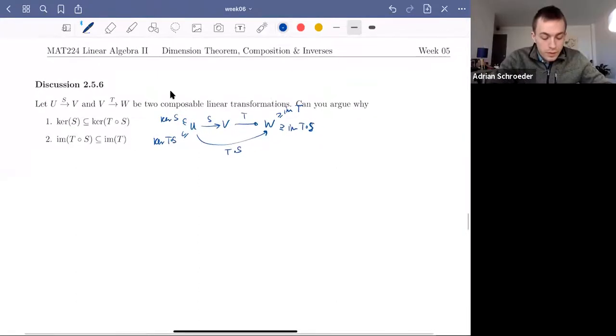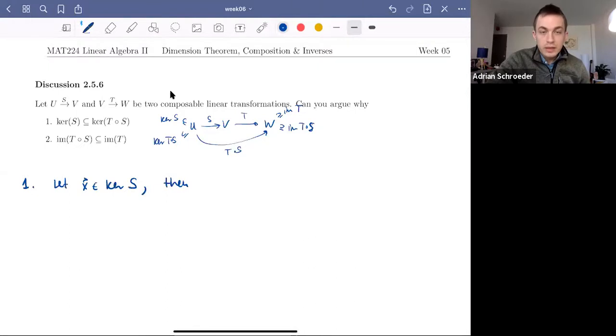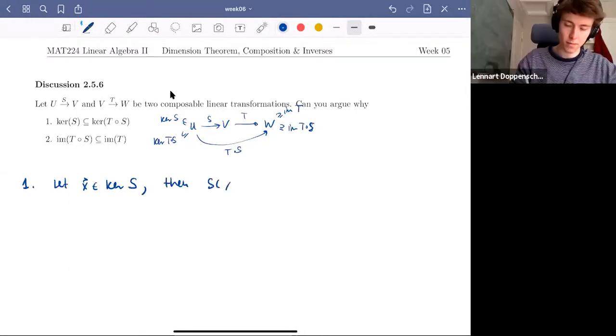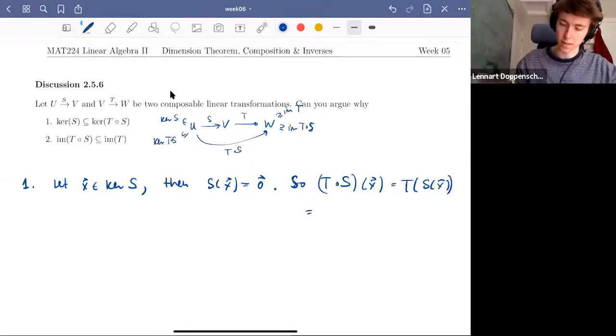Yeah, so for the first one, I think we can just start with any vector x in the kernel of S. Okay, so I'm going to pick x in the kernel of S. And then we know that if we apply S, we get back the 0 vector. That's correct. And then we can also show that if we take T of S of x, then we just get back T of the 0 vector. And then just by linearity of T, that has to be the 0 vector as well. Yes, indeed.